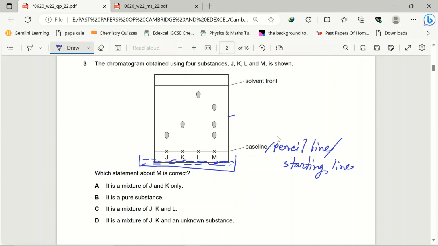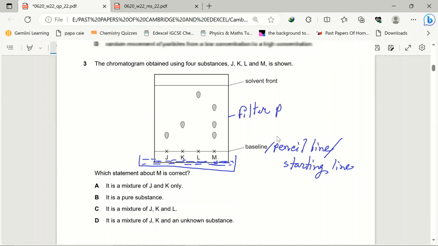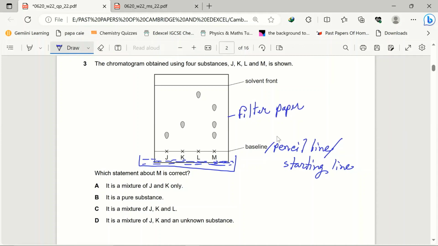Your chromatography paper is mainly filter paper cut in rectangular shape. Your filter paper has absorption capacity, so it can absorb solvent. So the solvent will run, and the level up to which the solvent runs is called the solvent front. So they are asking which statement about M is correct. So we know our sample will be separated, because these are mixtures of chemicals. You see, in J we have only 1 spot, K 1 spot, L 1 spot, and M we have 3 spots.